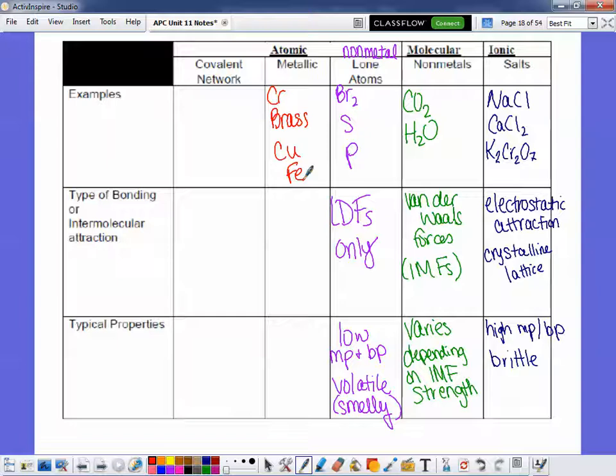So, type of bonding, what holds these things together? What type of bond? It's the name of the category. Metallic. And you learned in Unit 10, because I know you watched all those videos, that in metallic bonding we have a sea of electrons that are shared among all of those metal atoms, and that's what holds them together.